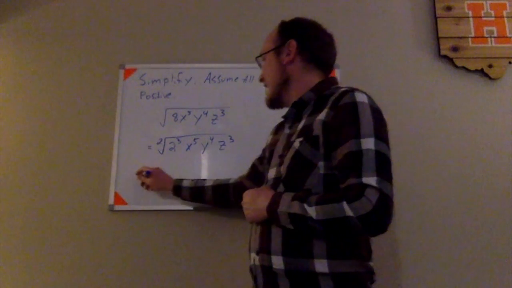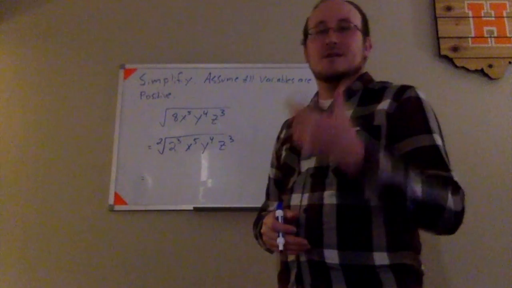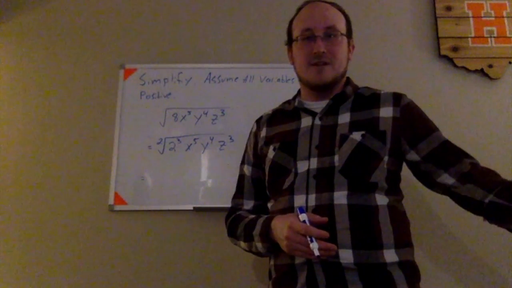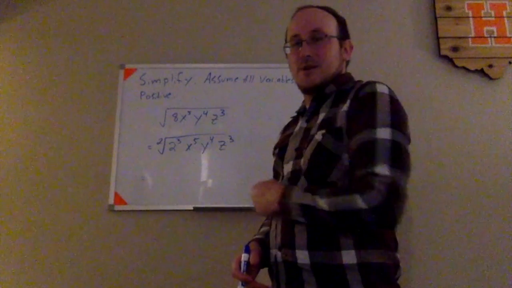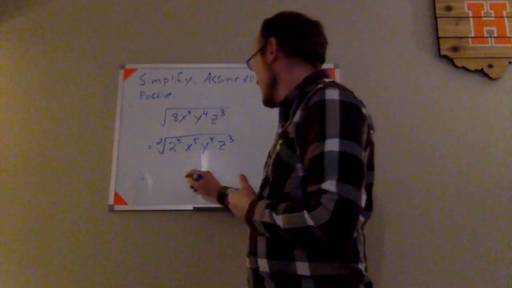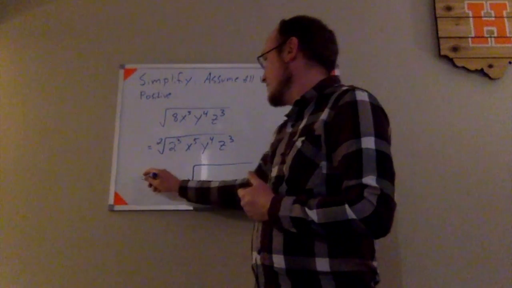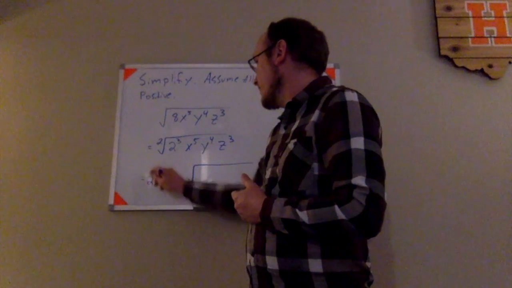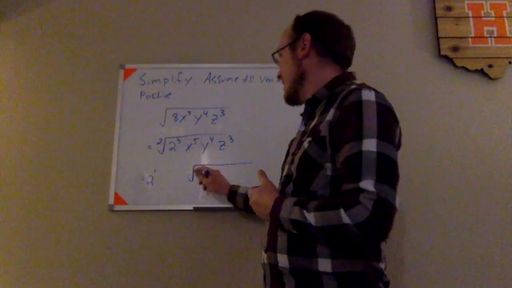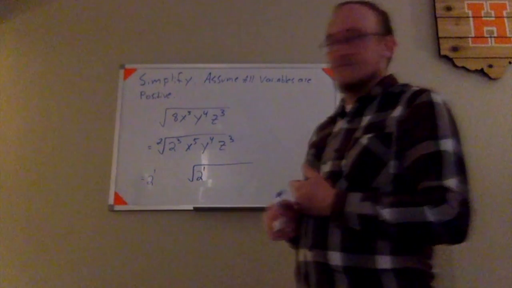And now I'm just asking myself, how many times does this index go into each of these exponents? How many times it goes in becomes the exponent of that on the outside. Whatever the remainder is becomes the exponent of that on the inside. So we'll go ahead and put my square root symbol here. 2 goes into the 3 once, so I have a 2 to the first power on the outside. There's a remainder of 1, so I have a 2 to the first power on the inside.